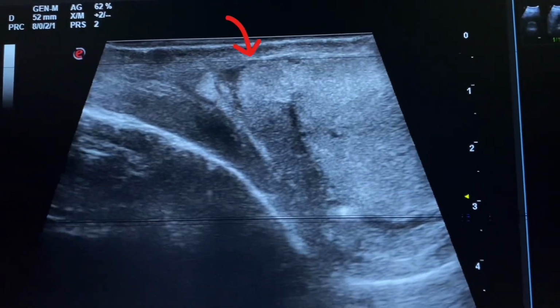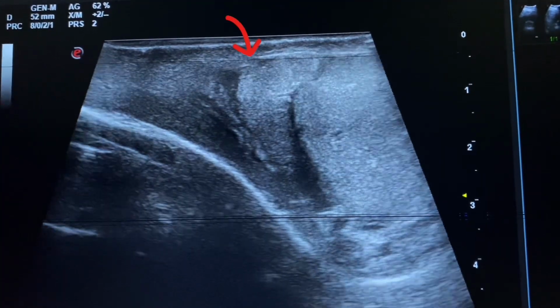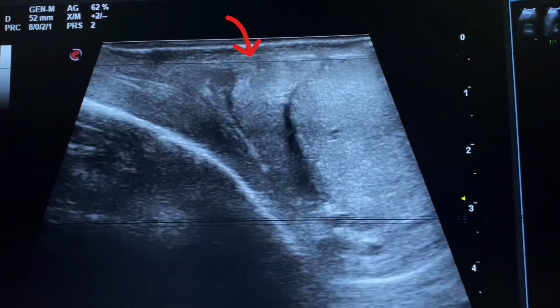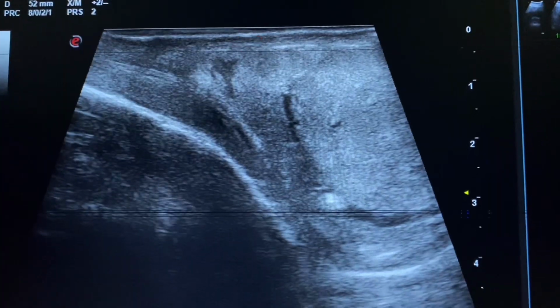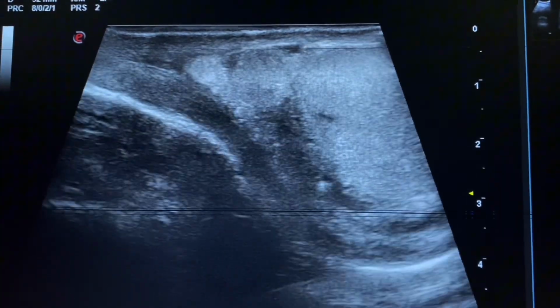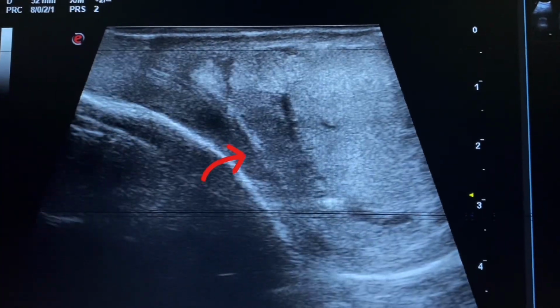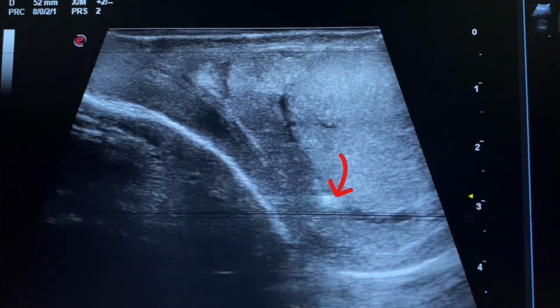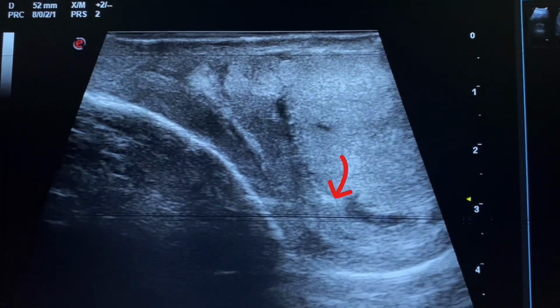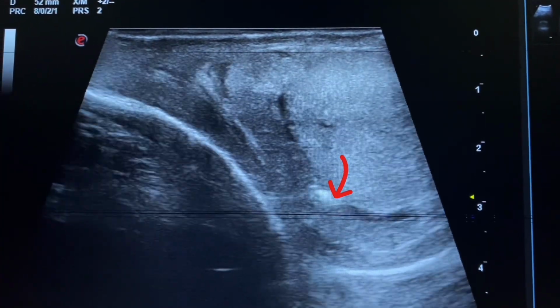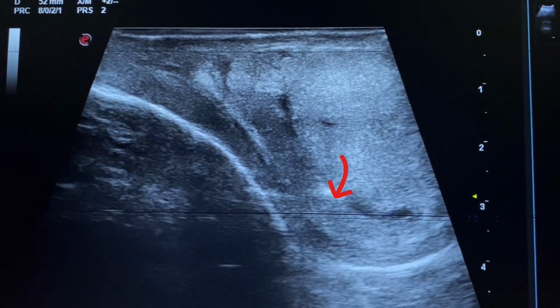The epididymis is also increased in size and shows mildly increased echogenicity. Here we see the body and tail of epididymis, which is prominent or increased in size due to inflammation.